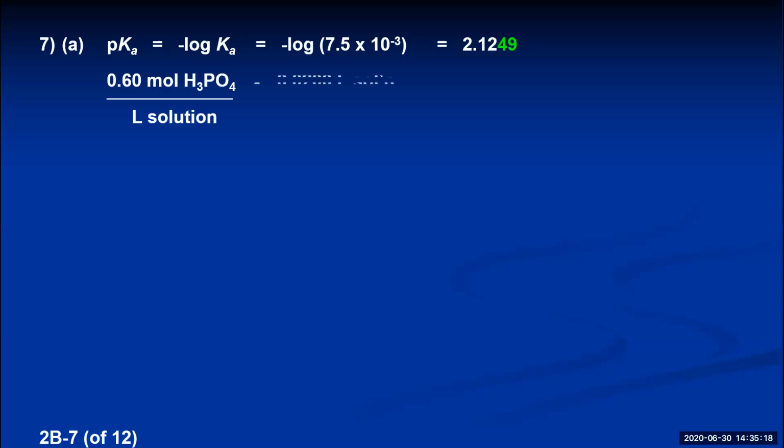To get the moles of each of the components, I'll take the molarity of the phosphoric acid, 0.60 moles per liter, multiply by its volume. Liters cancel out, and we'll have 0.012 moles of phosphoric acid.